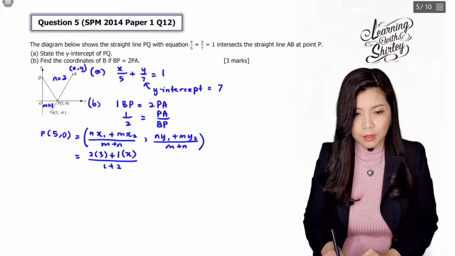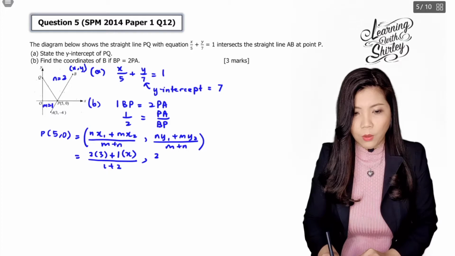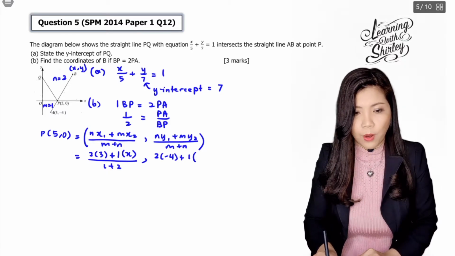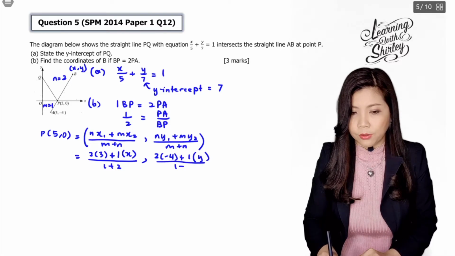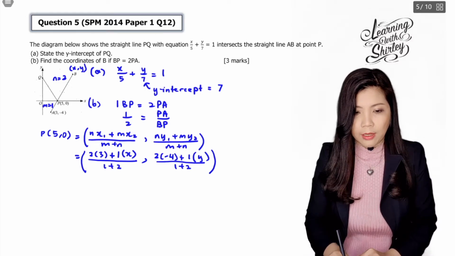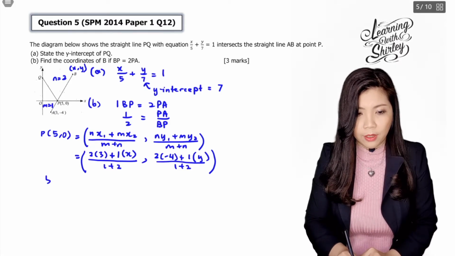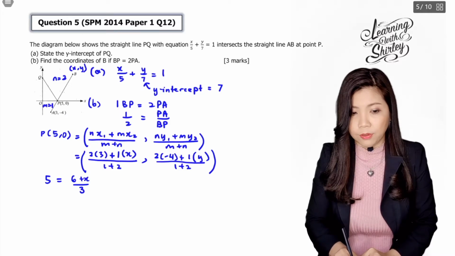Okay, then comma, so n is 2, y1 is -4, plus m is 1, and y2 is y, then over 1 plus 2. Remember to close the bracket because it's a coordinate. After that, I'm going to bring out the x coordinate, which is 5, and compare with the coordinate p. So 5 equals 6 plus x over 3. So we can solve the value of x.